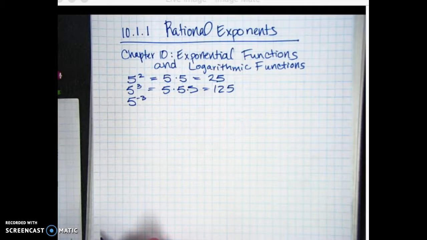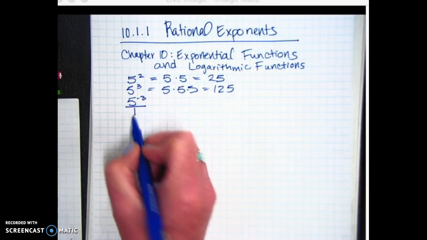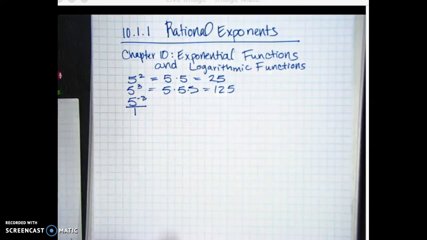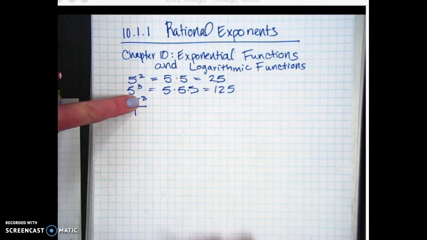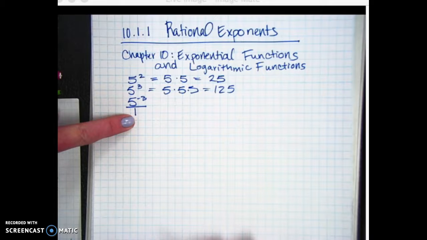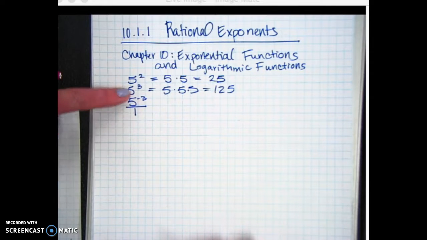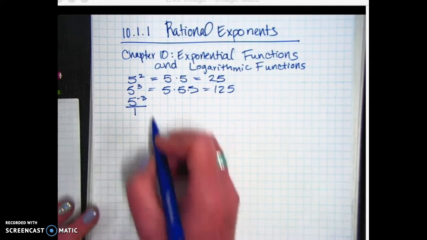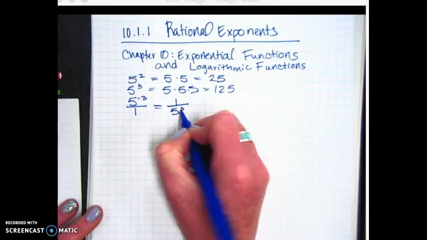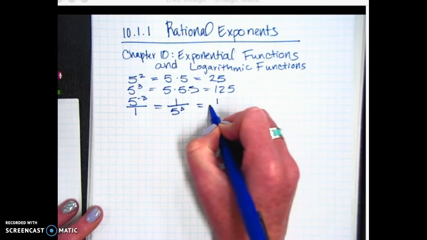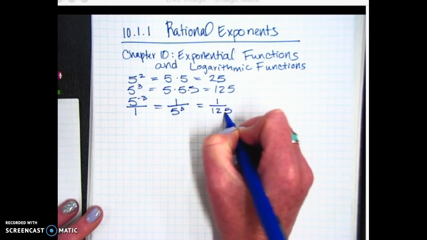Times it by a decimal. No, you want to make it into a fraction by putting a 1 in the denominator. And then wherever your negative exponent's at, you want to move it to the other spot. So right now it's in the numerator, so we're going to move it to the denominator. But if it was in the denominator, you would want to move it to the numerator. So you'd move it to the other spot and make the exponent positive. And we know 5 to the third is 125, so it's 1 over 125.